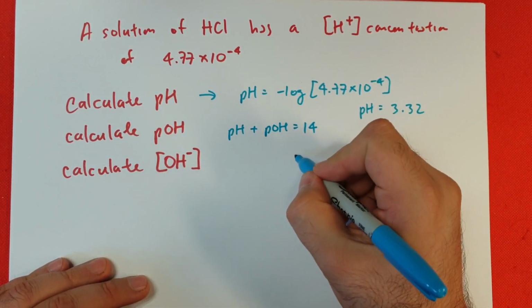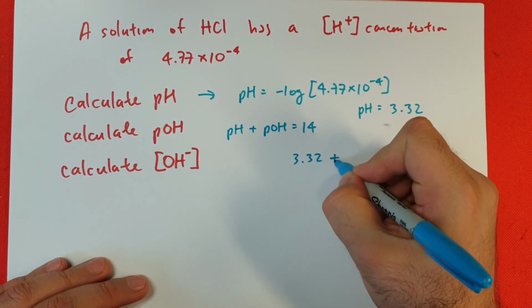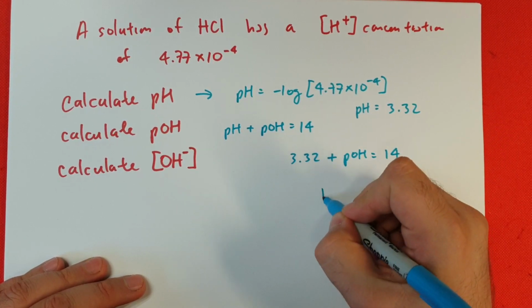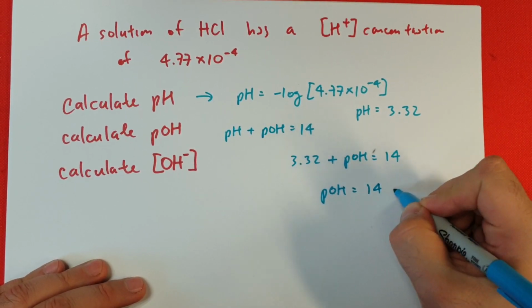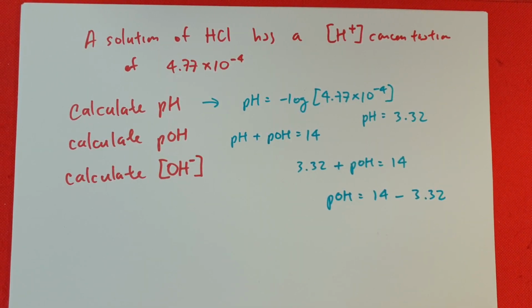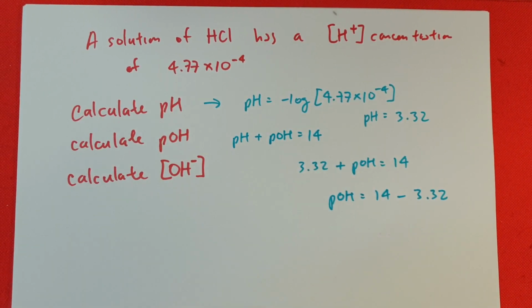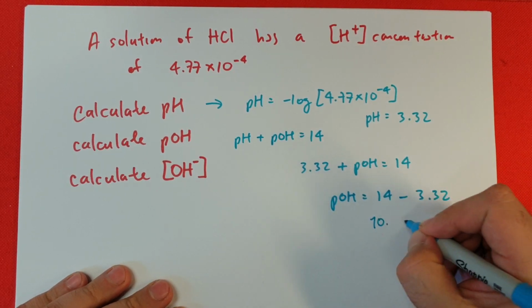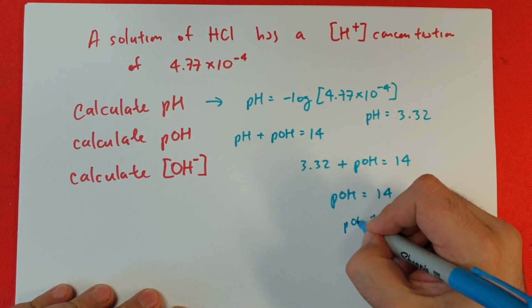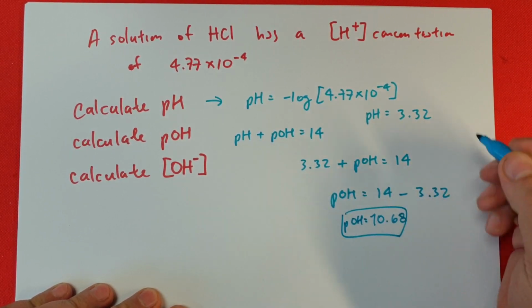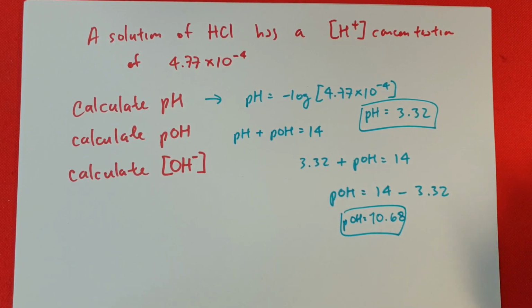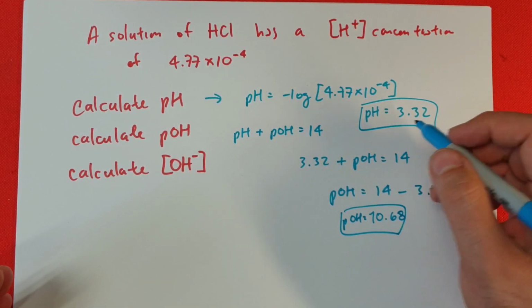Once we do that, we have 3.32 plus pOH equals 14, meaning that pOH is equal to 14 minus 3.32, which is very simple. It's 10.68, okay, that is the pOH. We box this one. Now we want to see what the solution is.